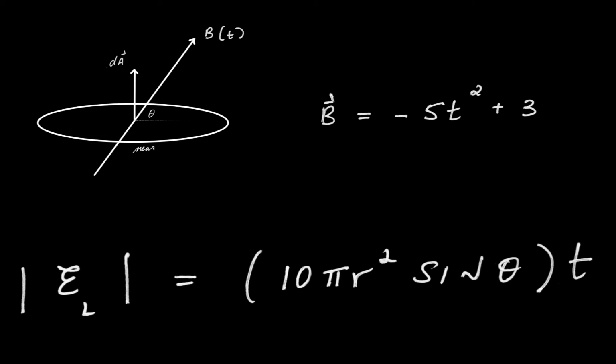So I found the magnitude of the induced EMF is a function of time. And what I find is that it changes linearly. The sine of theta is a constant, 10's a constant, pi is a constant, r is a constant, and so it changes linearly in time. Here's my question. Right-hand rule time. And a little bit of very careful thinking, because this is really the hardest part of it. The hardest part's not the algebra.